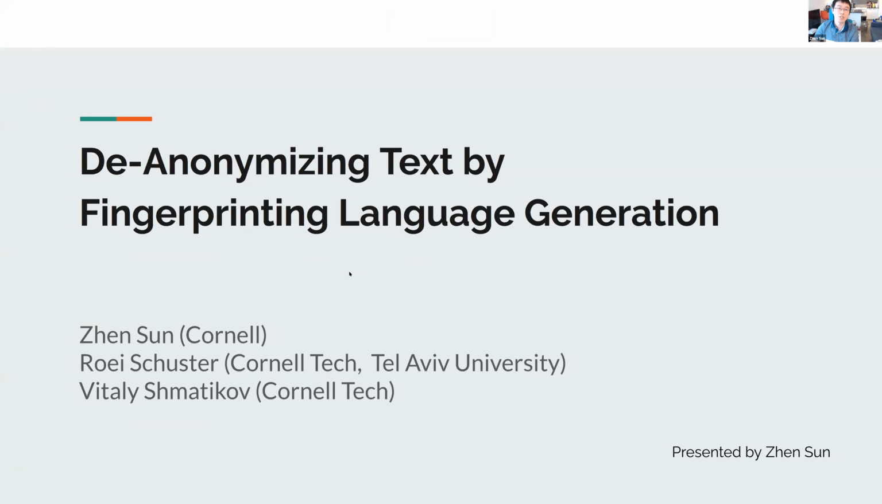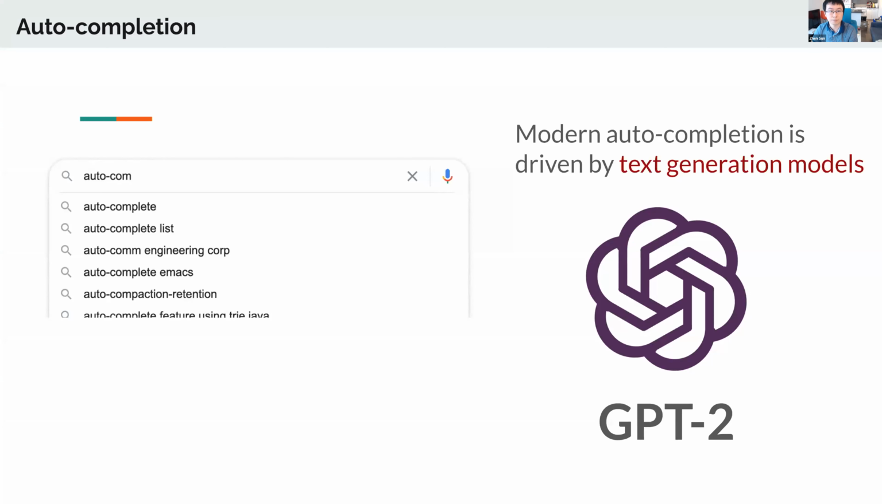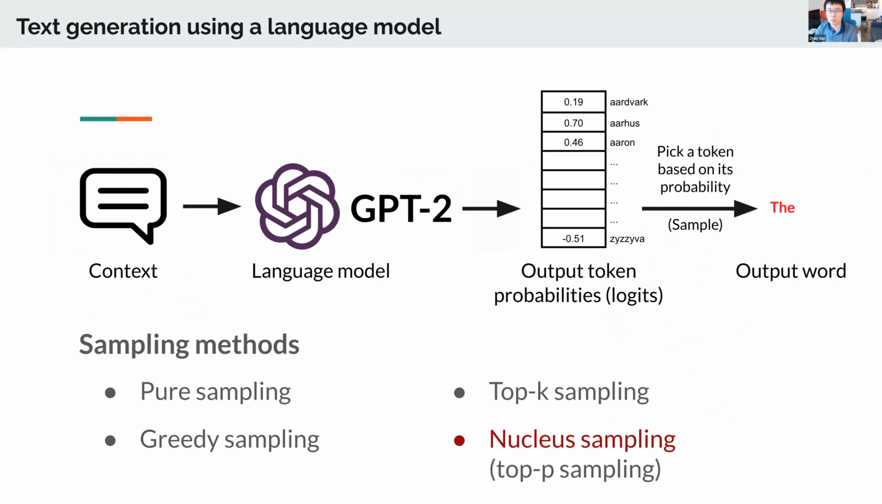Okay, hello everyone. I'm Jen Sun from Cornell University. Today I'm going to present our paper, De-Anonymizing Text by Fingerprinting Language Generation. This is a joint work with Roy and Vitali from Cornell Tech. Let's start with auto-completion. Modern auto-completion applications are driven by text generation models. The users of the application input into the app, and the app uses an ML model to predict the next possible word.